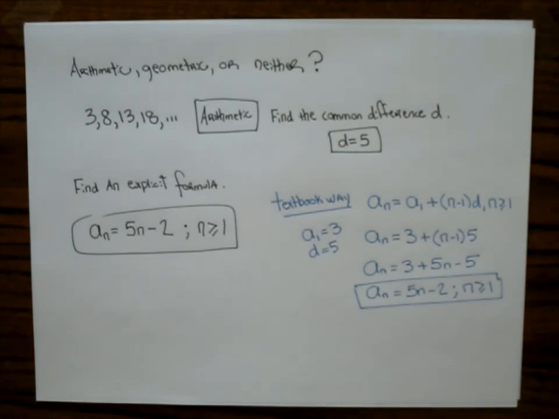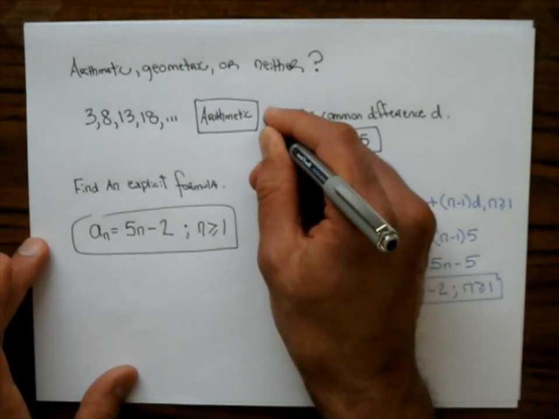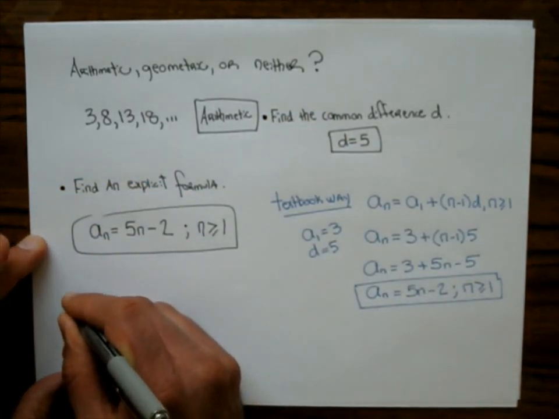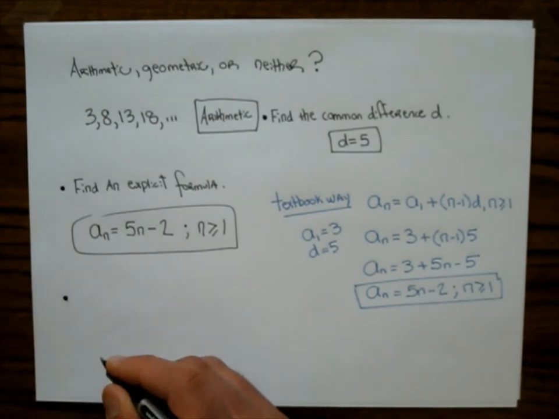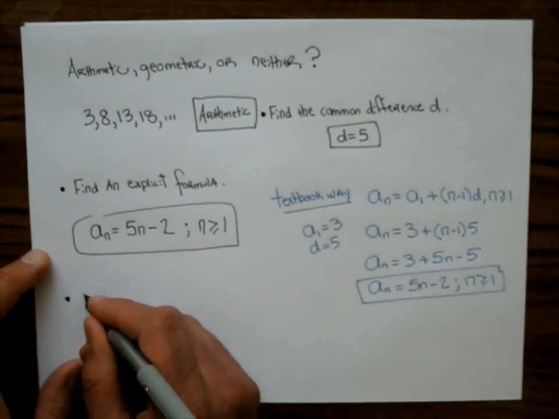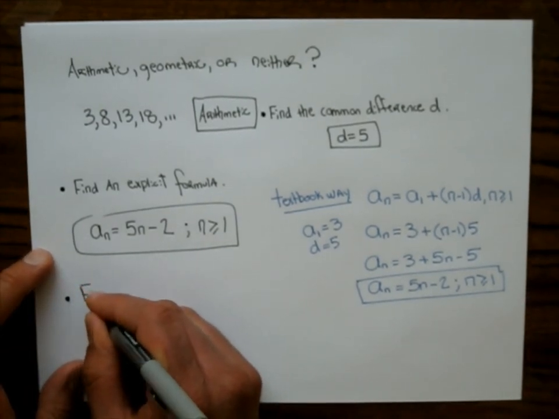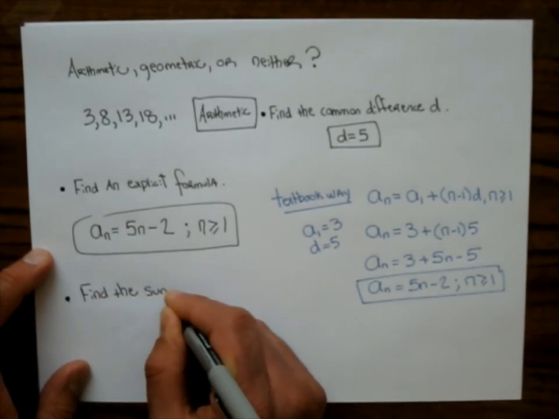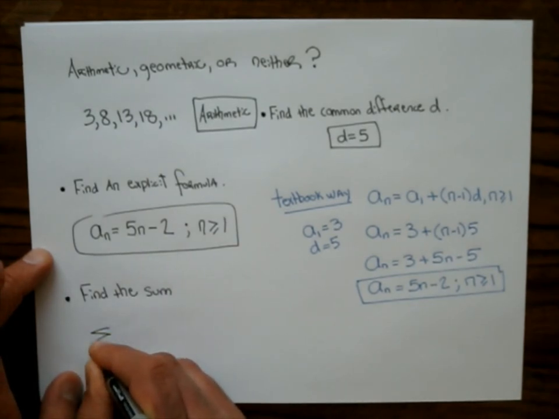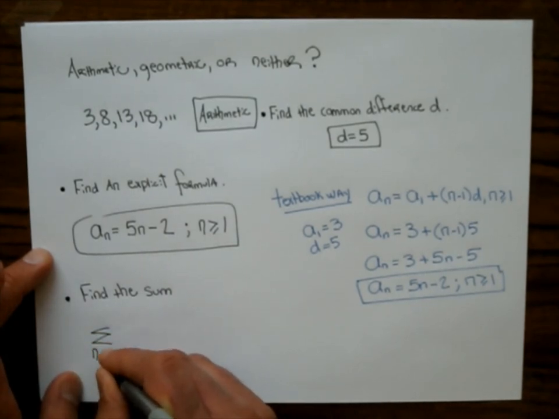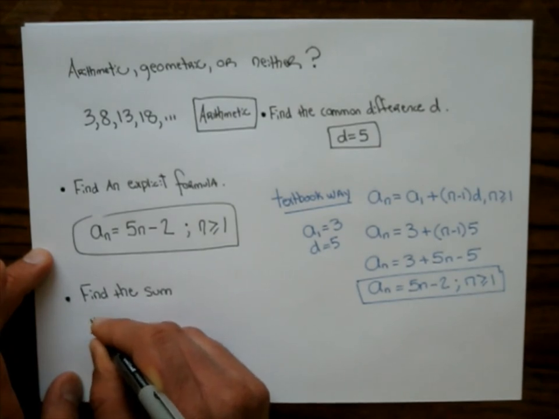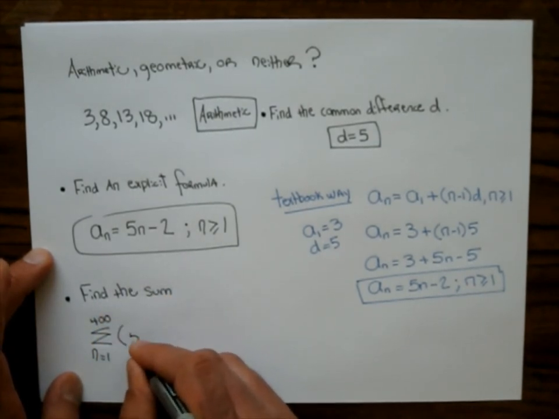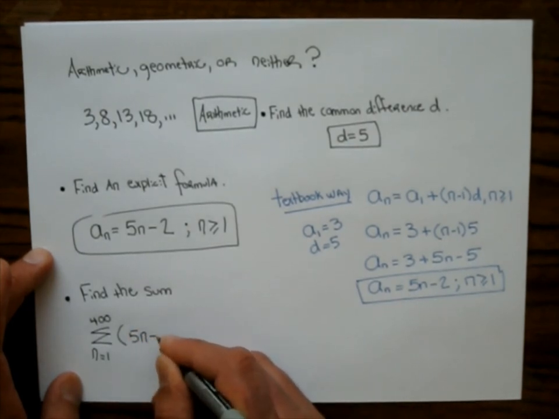Now, we're going to have another follow-up question. So with the follow-up questions, I'll put these bullets here. So if you're looking back, you go, oh yeah, I remember that. The next follow-up question is this. Find the sum. The sum of what? I'm going to go from 1 to 400. I'm going to take this formula here, 5n minus 2.